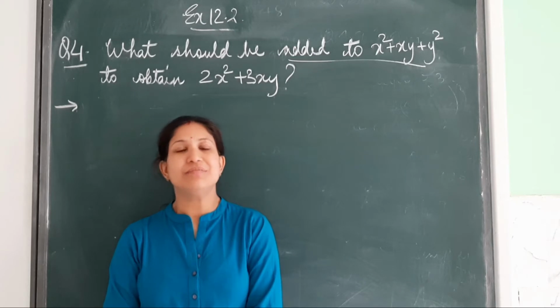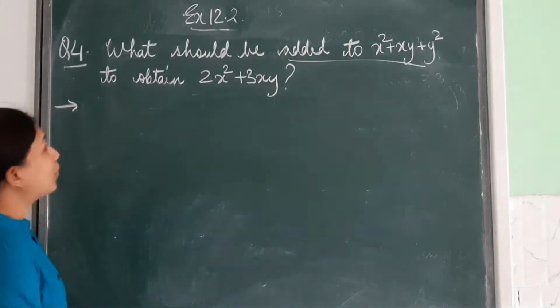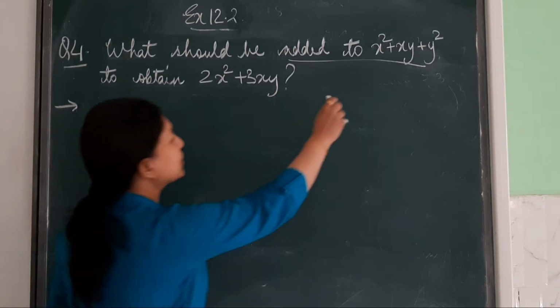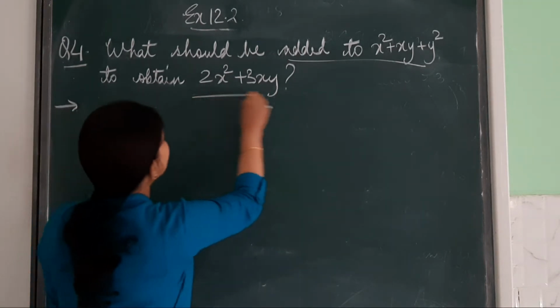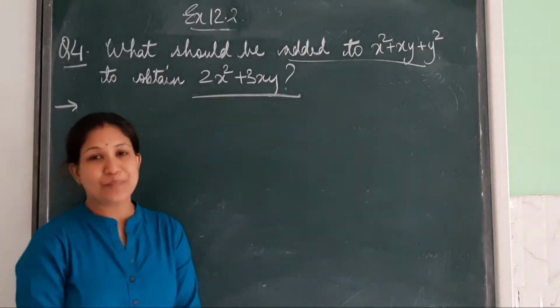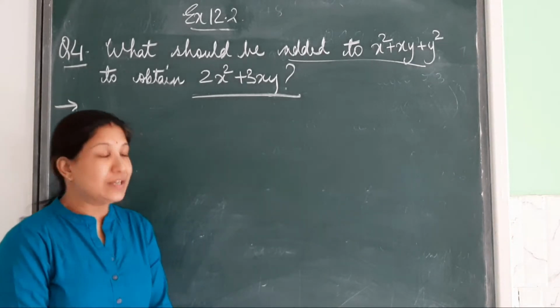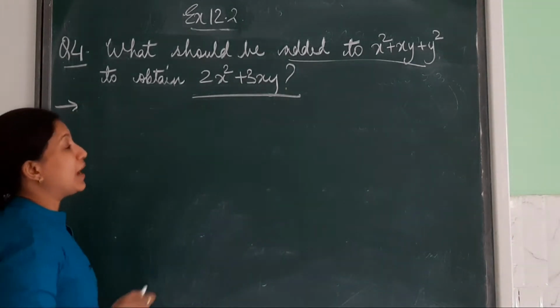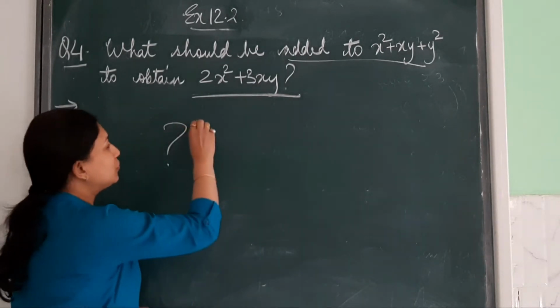In today's session, we will discuss the fourth question. The fourth question is, what should be added to x square plus xy plus y square to obtain 2x square plus 3xy? What do you understand from the question? Read again. What should be added? What should be added to?